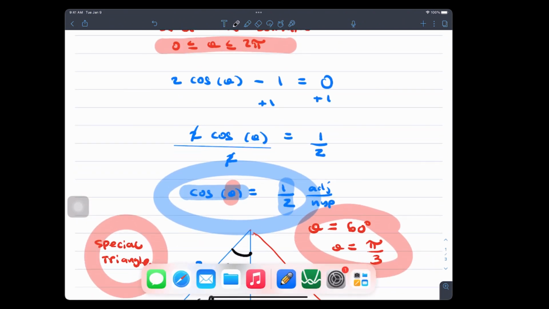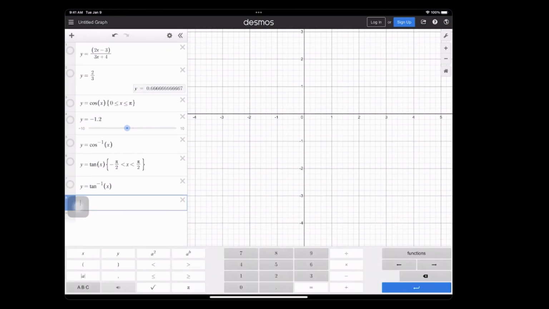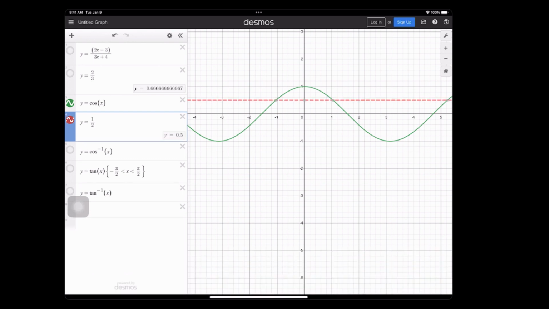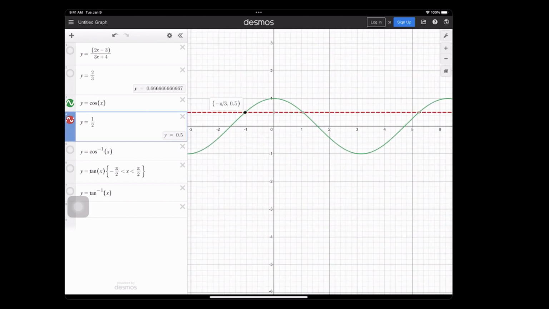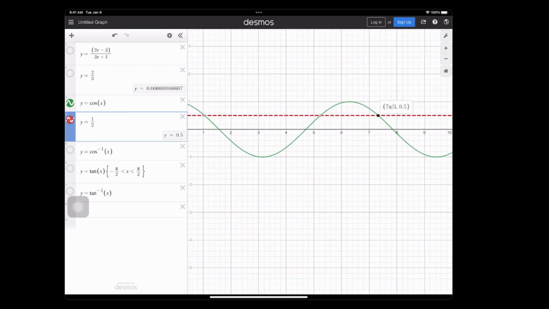Well, if I go to Desmos, and look at cosine again, but without a restriction, and then look where y equals 1/2, what I'm saying is that there's infinitely many solutions here. Here's one, here's another. Negative pi over 3, positive pi over 3. Here's another, 5 pi over 3, 7 pi over 3.